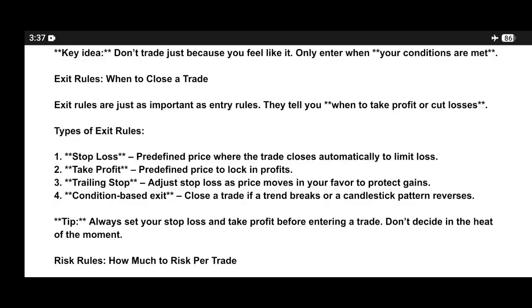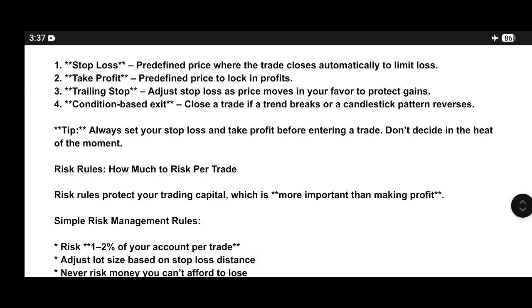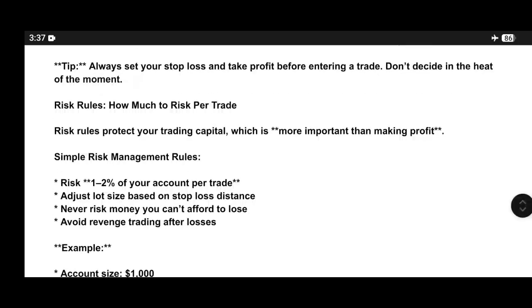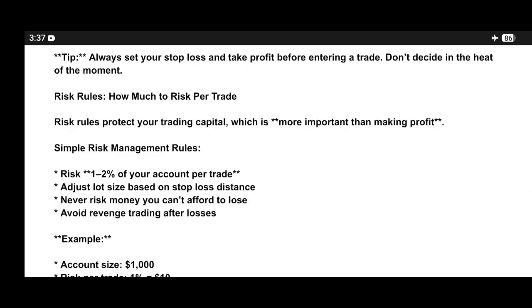Risk rule: how much to risk per trade. Risk rules protect your trading capital, which is more important than making profit. A simple risk management rule is this: risk 1 to 2% of your account per trade. Number 1, adjust lot size based on stop loss distance. Number 2, never risk money you can't afford to lose. Number 3, avoid revenge trading after a loss.